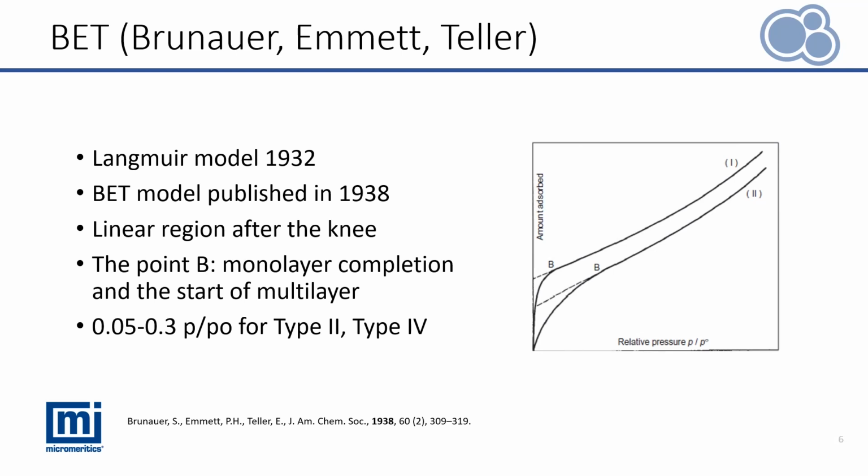Before we discuss the graphite BET, let's briefly take a look at the background of the BET theory. It stands for Brunauer, Emmett, and Teller, the names of the people who came up with this model. And it was an extension of the Langmuir model that was published in 1932.